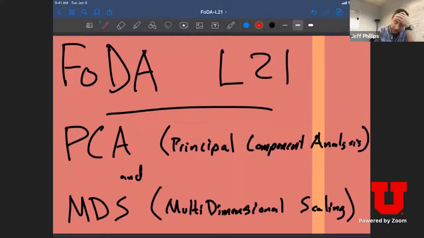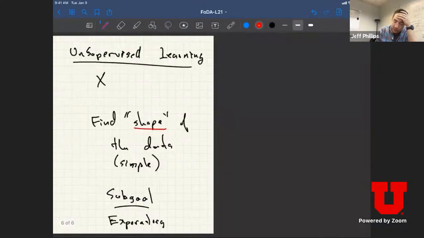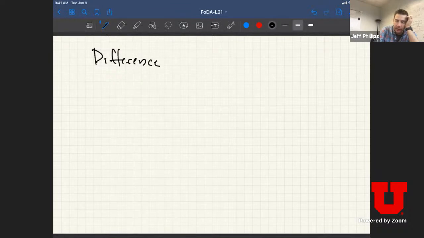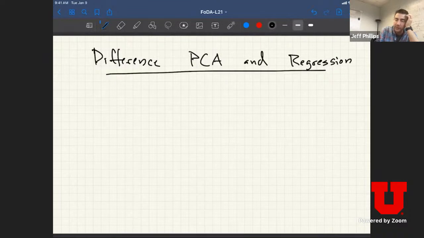So great. I want to make one more note on the difference before we move on to multidimensional scaling. There was a question I was answering when the power went out about the difference between PCA and regression. And we had talked about how PCA is unsupervised and regression is supervised.